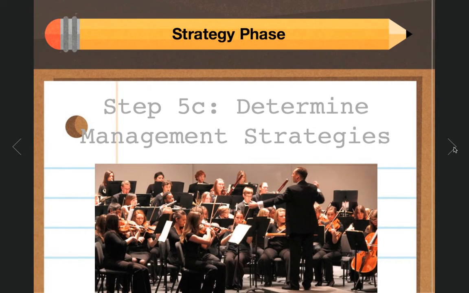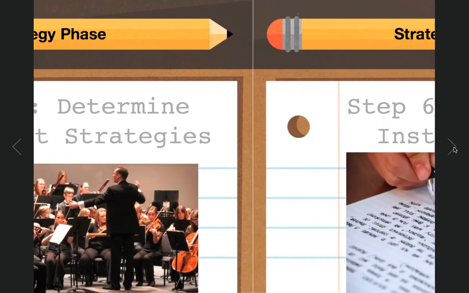The last part of Step 5 is to determine the management strategies. Management strategies actually orchestrate the organization and delivery strategies. In this step, the designer identifies the scheduling of the instructional events and mechanisms for delivering these. And when choosing this strategy, the designer must consider data gathered during the analysis phase.